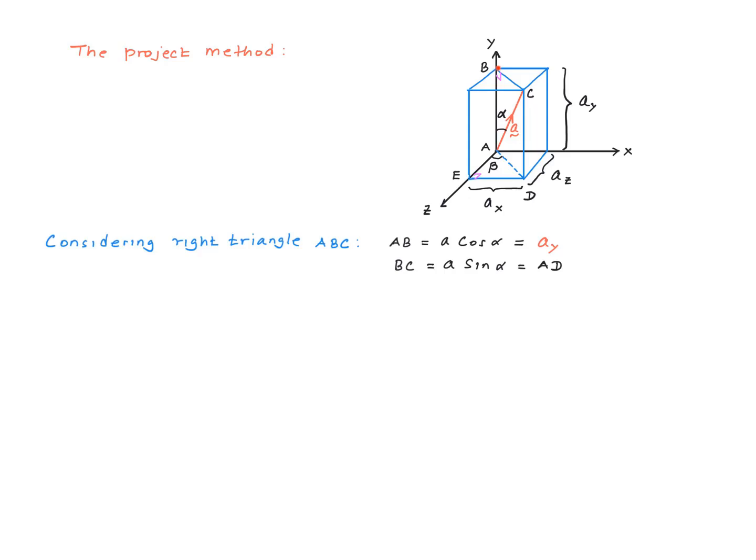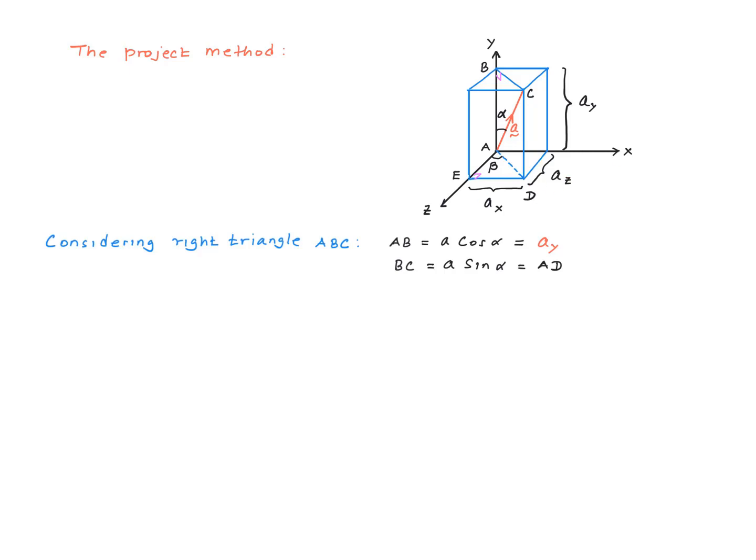Now I'm going to consider this right triangle ABC. The line AC is the hypotenuse of that triangle, right? Let's use trigonometry to find the other two sides, AB and BC. So AB is basically A, which is the magnitude of little a, times cosine alpha, right? BC is A sine alpha, right? For this angle alpha, AB is the adjacent side, BC is the opposite side, right? We immediately know two things. One, AB is simply little ay. That's the y component of a. Second thing we know is that because this is a rectangular box, BC and AD are equal to each other.